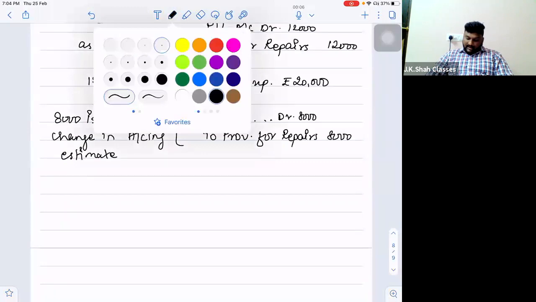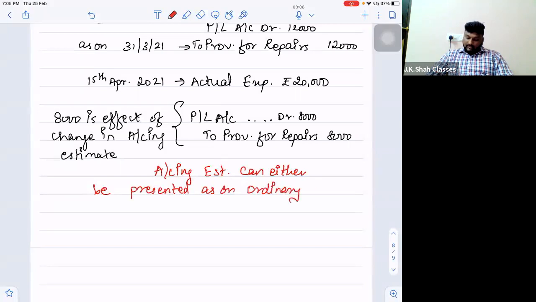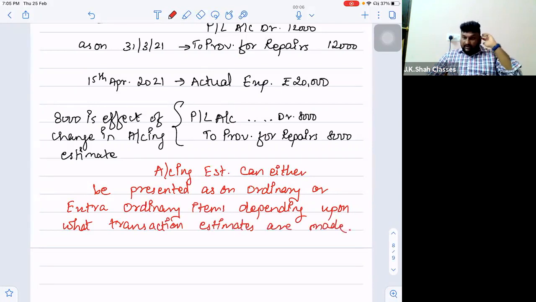Your accounting estimate can either be presented as an ordinary or extraordinary item depending upon what transaction estimates are done or estimates are made. Are you understanding what I have written?